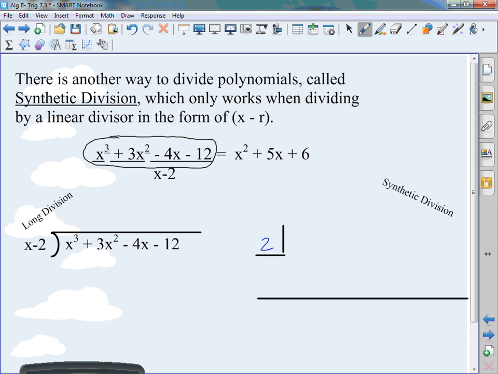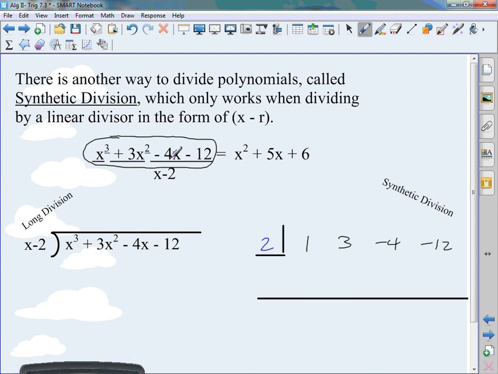What's my highest degree? 3. What's my coefficient on that? 1. So I put a 1. What's the highest degree? 3. What's its coefficient? 1. What's my x squared then? 3. What's my x? -4. And what's my constant? -12.